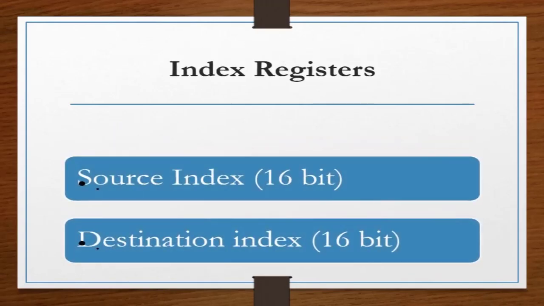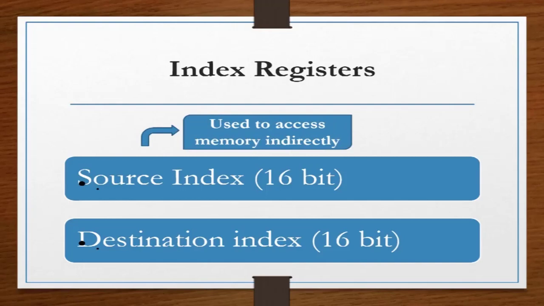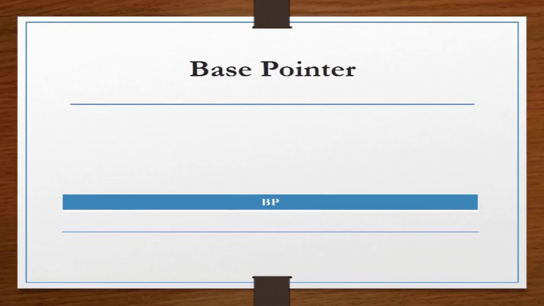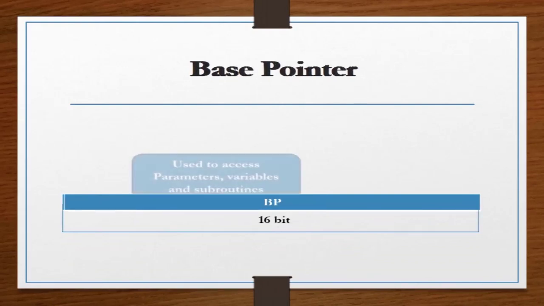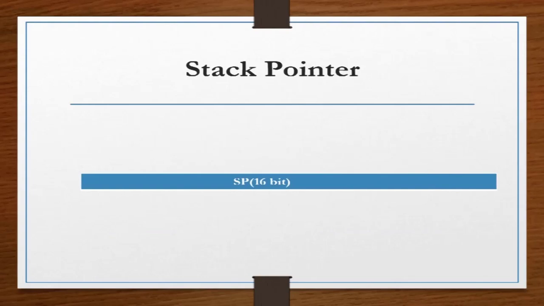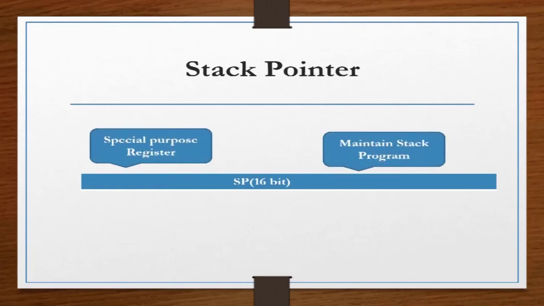Source index SI and destination index DI are 16-bit. They are used to access the memory indirectly. Next is the base pointer, or BP. It's a 16-bit register. It is used to access parameters and local variables in a subroutine or a procedure. Stack pointer, or SP, is 16-bit. It's a special purpose register that maintains the stack program.